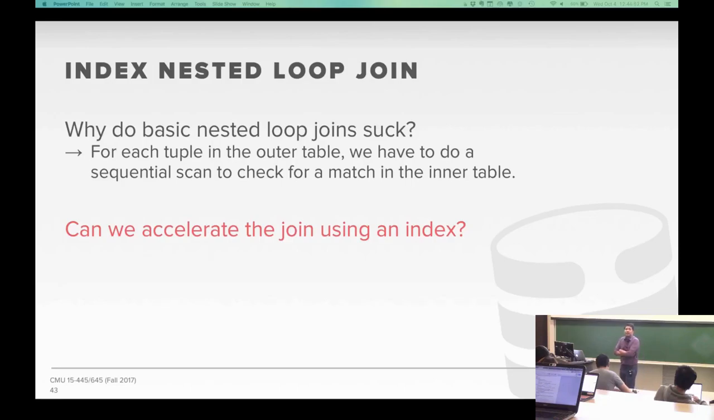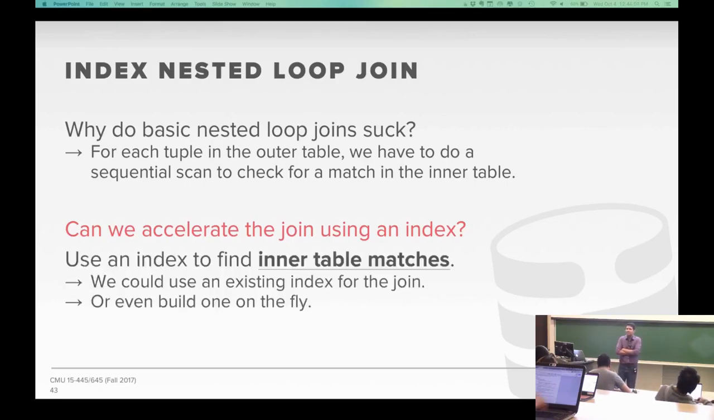Exactly. You can replace the sequential scan over the inner table by an index scan over the inner table, if you have an index over the inner table. So you replace the inner loop, which was doing a scan, and instead you just do a single index probe to find if the table has a match. Here you use an index to find the inner table matches instead of doing a scan. We can make use of an existing index, or even build one on the fly to accelerate the join operation. This is the reason why you might want to use index nested loop join.